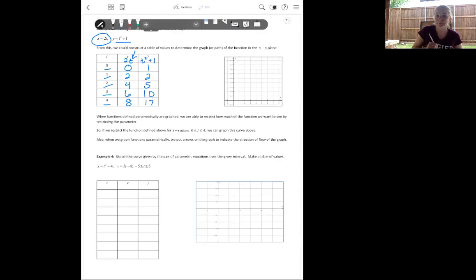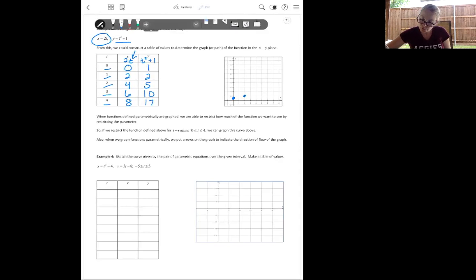Now we're going to graph it. As we graph it, we start with our first point when t equals 0, and our point is 0, 1. Our second point is the point 2, 2. So over 2, up 2. Notice the x-axis goes in increments of 1s, but the y-axis goes in increments of 2s. So be careful on that.